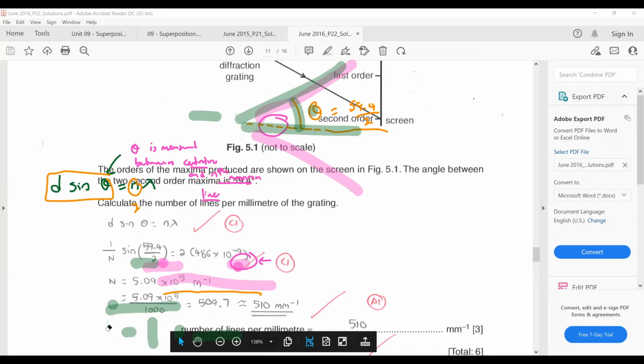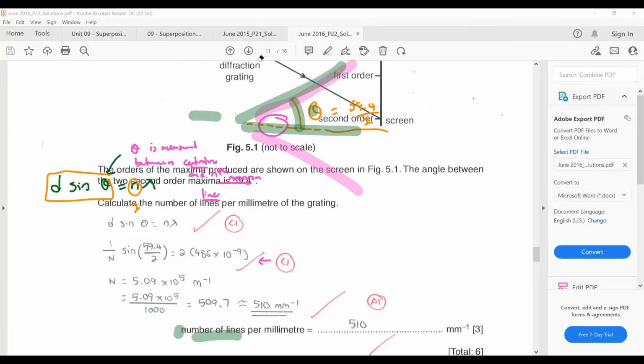You will get the answer in meter. So what you're having here is 5.09 times 10 to the power 5 lines per meter. N is 5.09 times 10 to the power 5 lines per meter. You want to change it to millimeter. You can think of it as something similar to this.